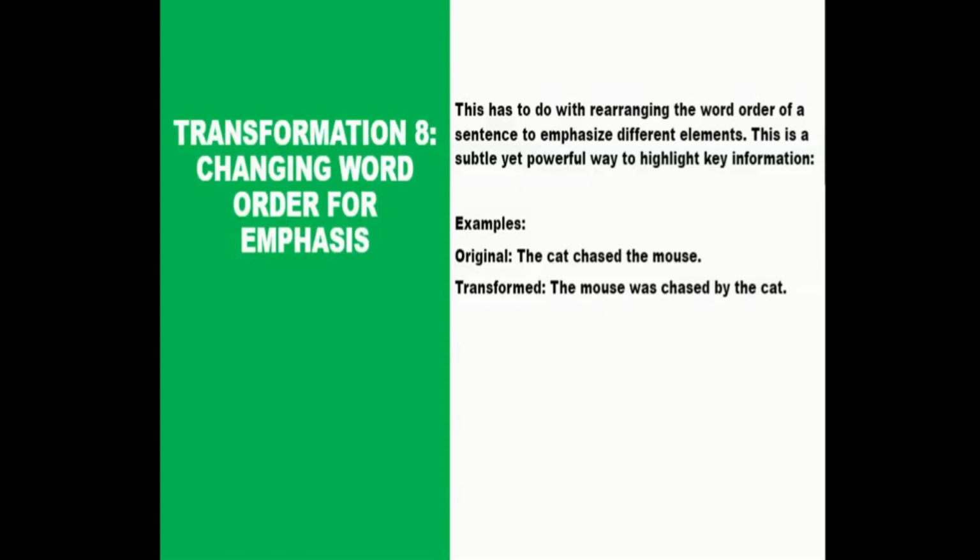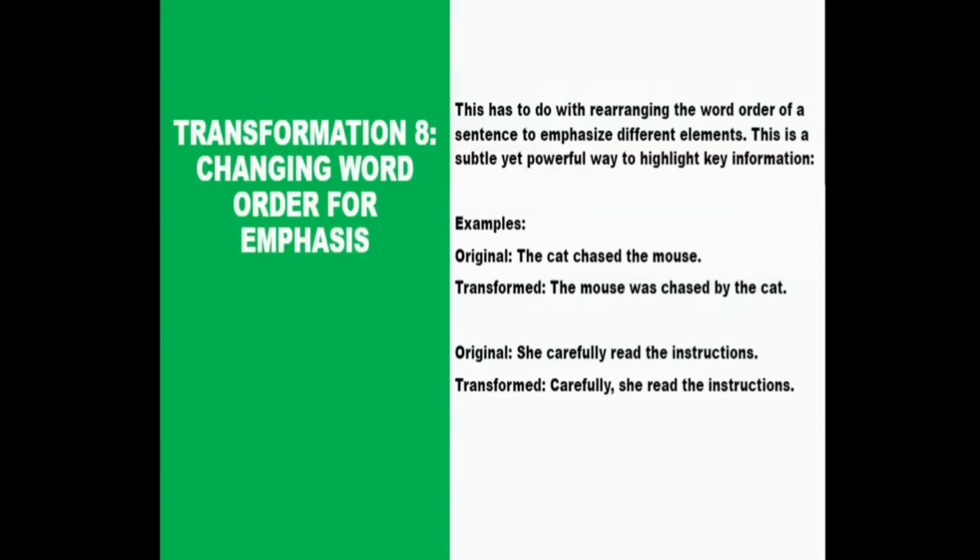So let's look at another example. She carefully read the instructions. Now the transformation: Carefully, she read the instructions. So there is a rearrangement of words here. The word order is changed. Here we have she as the subject, carefully as the adjunct, read as the verb, and the instructions as the object. So what we have in the first sentence is the following structure: SAVO.